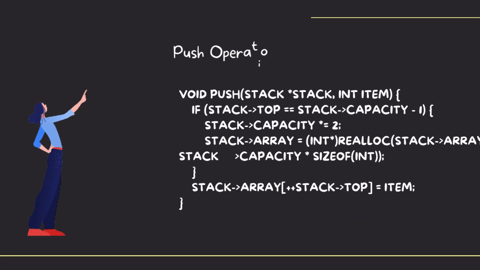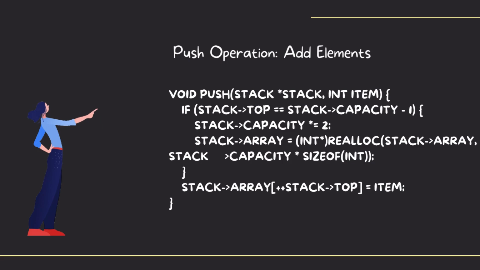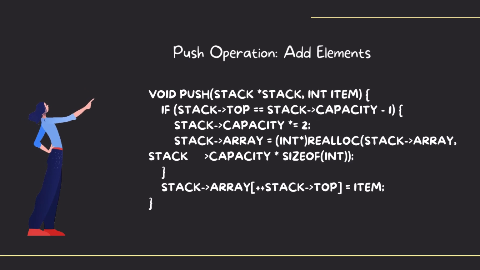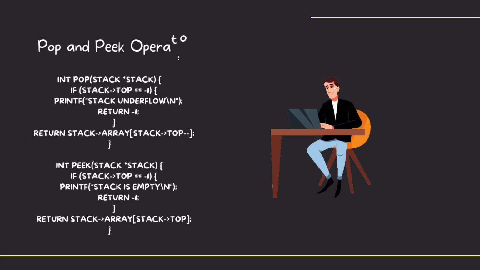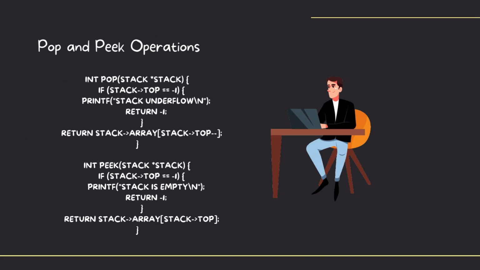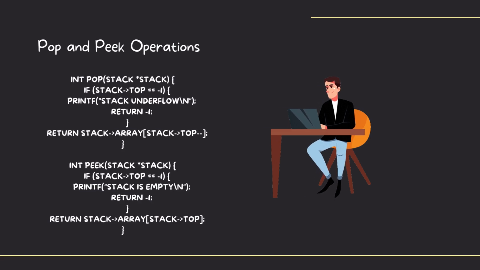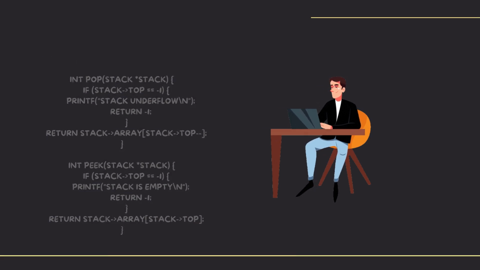Next, the push function checks if the stack is full. If so, it resizes the array to double its capacity before adding the new element. The pop operation removes the top element. If the stack is empty, it throws an underflow error. Peek allows us to view the top element without removing it.